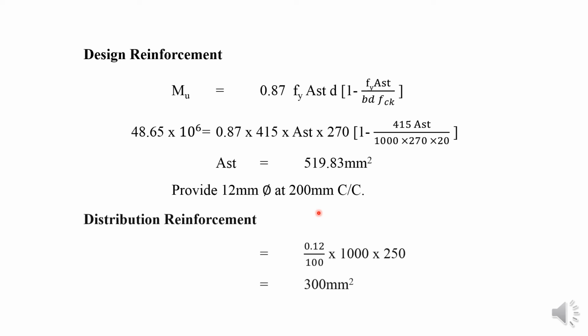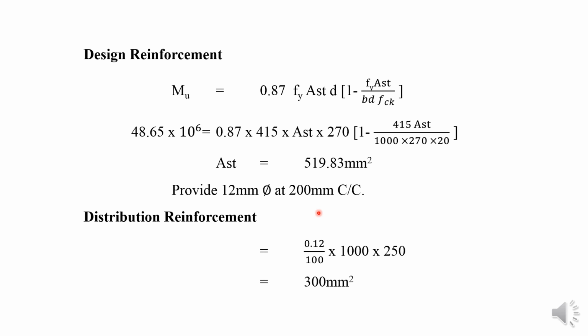Likewise we have to determine the distribution steel, that is 0.12% of b into D, that is 300 mm square. So provide 12 mm diameter bars at 200 mm center to center for the main reinforcement. Also we have to provide 300 mm square of Ast for distribution steel.